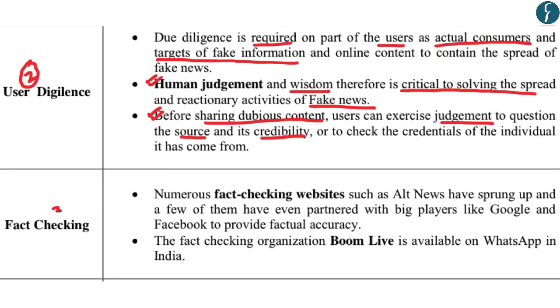The third step that can be taken to curb fake news is fact checking. Now, various fact checking websites such as Alt News have come up in India, wherein the fact checking organization Boom Live is now available on WhatsApp so as to provide factual accuracy to viral information.